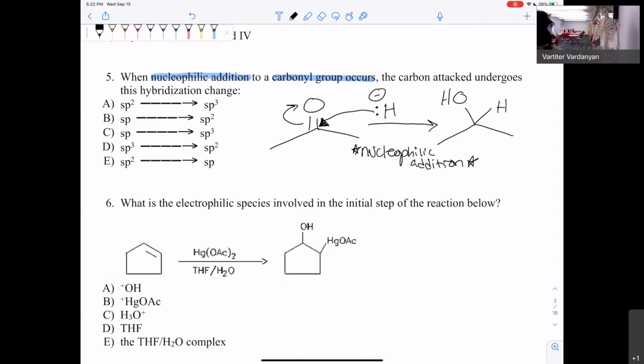And the question that they are asking you is, what is the hybridization change? We're specifically talking about the carbonyl carbon, which is this carbon right here. So what's the hybridization with the ketone? sp2, exactly. What's the hybridization as an alcohol? sp3, exactly. So A is our correct answer.